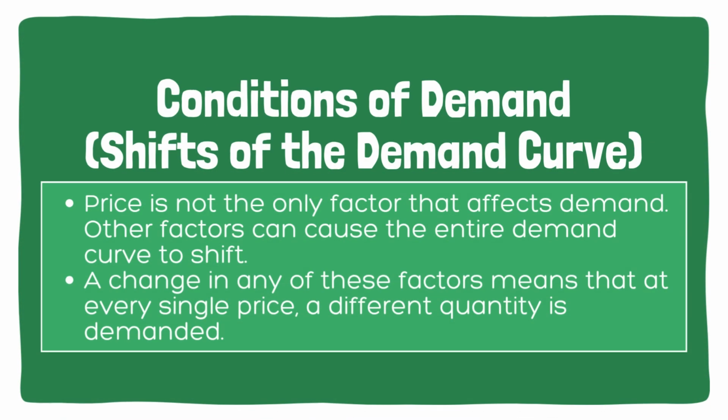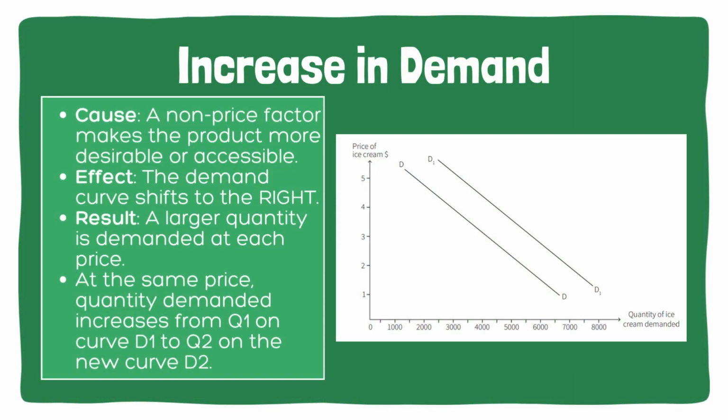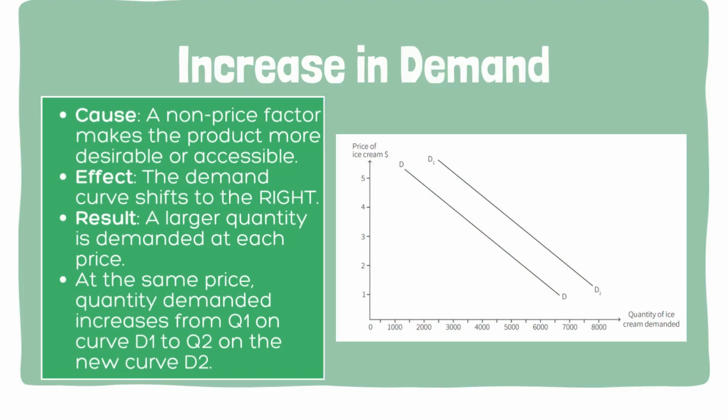However, price is not the only factor that affects demand. Sometimes, demand changes even when price remains constant. These changes are caused by what economists call the conditions of demand. A change in any of these conditions causes the entire demand curve to shift. When more is demanded at every price, the demand curve shifts to the right, showing an increase in demand.